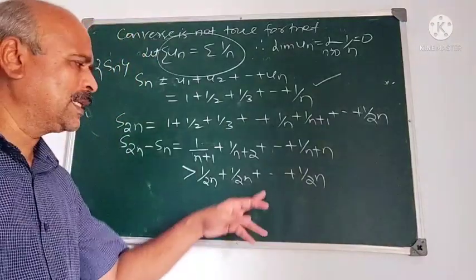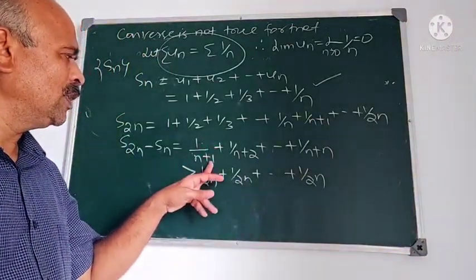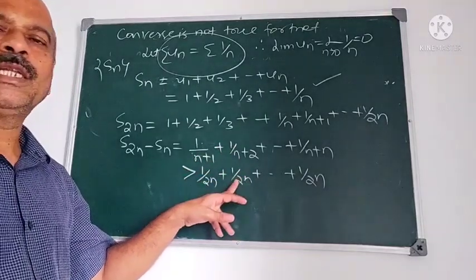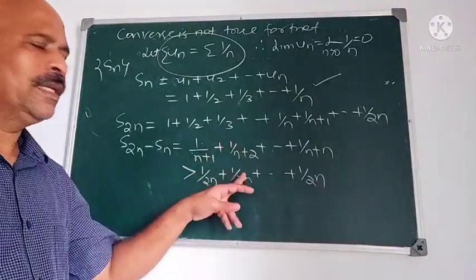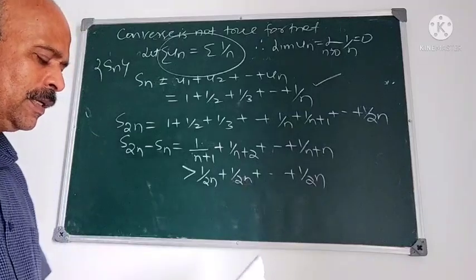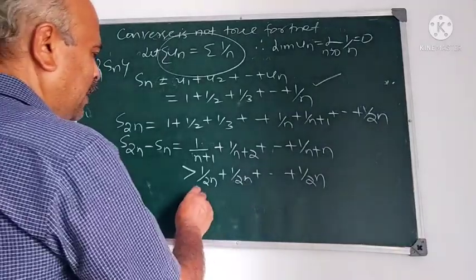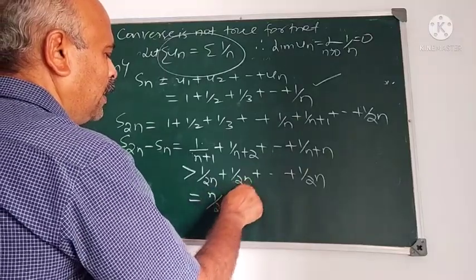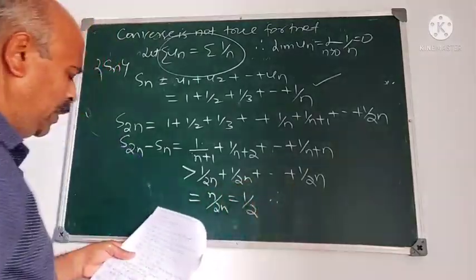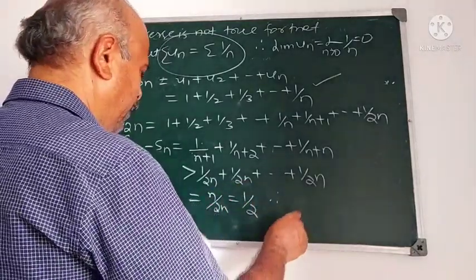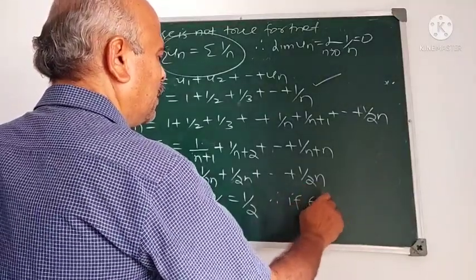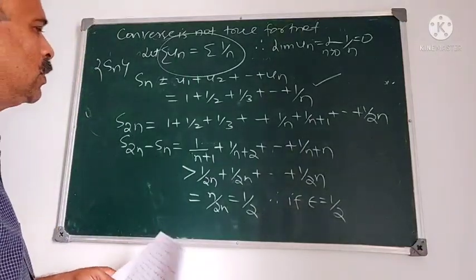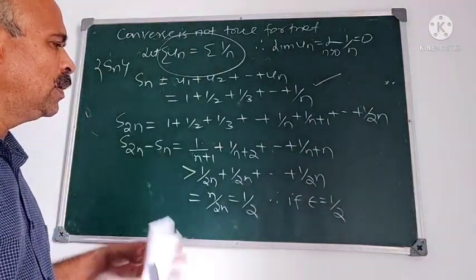I think these steps are clear here. 1 upon n plus 1 is greater than 1 upon n plus n. 1 upon n plus 2 is greater than 1 upon n plus n. For all values of n it is greater than. How many terms are there? n terms, so n by 2n. It is half. Therefore, if epsilon is half, we cannot find any number m.